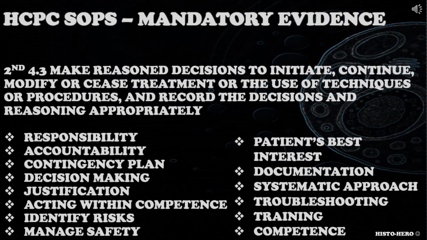The second standard is, make reasoned decisions to initiate, continue, modify or cease treatment or the use of techniques or procedures, and record the decisions and reasoning appropriately. To meet this standard, you need to be able to make decisions about the use of treatment, technique or procedure. You need to include why this treatment, technique or procedure was selected, why you continue using it, why are you modifying it, and why have you decided to stop using it. You also need to be able to record those decisions with appropriate reasoning.